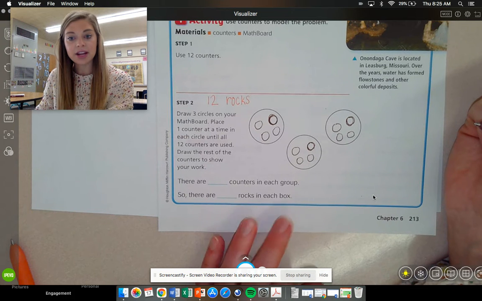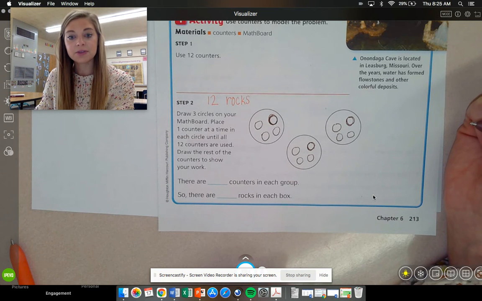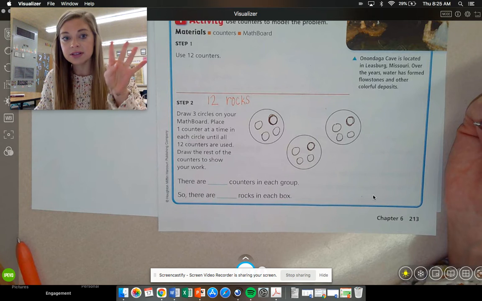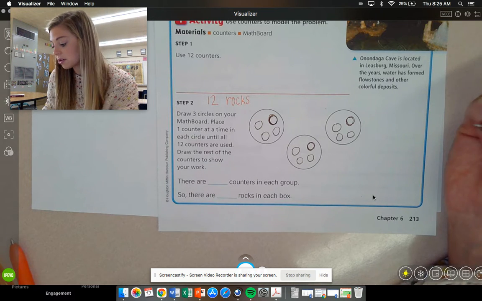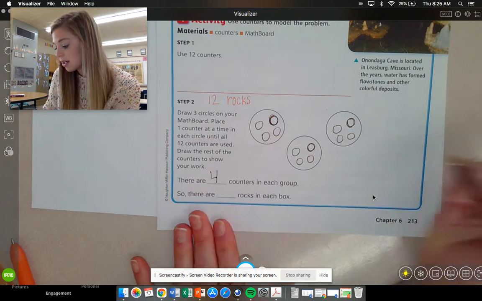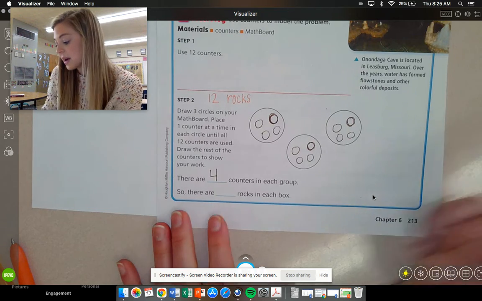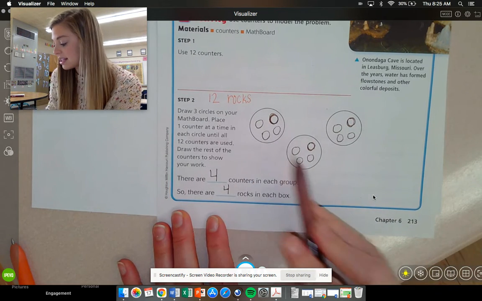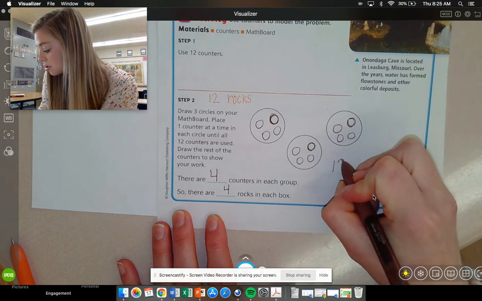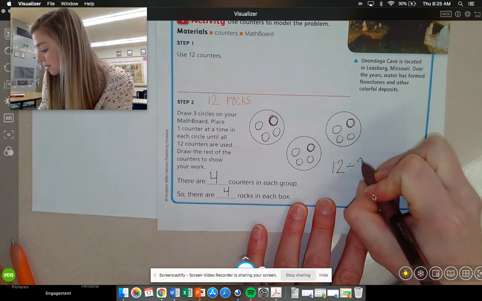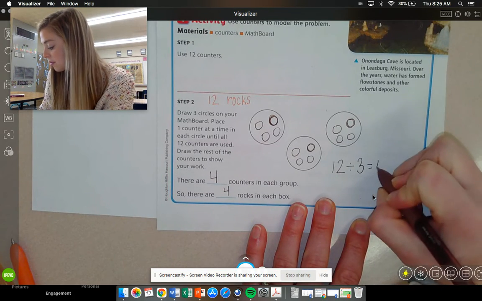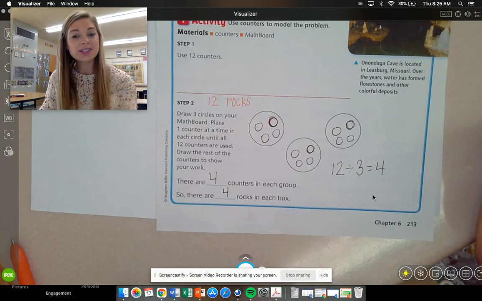How many are there in each group? There is an equal number in each group. And you should be thinking that there are 4 counters in each group, right? There's 4 circles in each group. So there are 4 rocks in each box, right? If these were each boxes. So that means that 12 divided by 3 groups equals 4 in each group. So we just did a division problem.